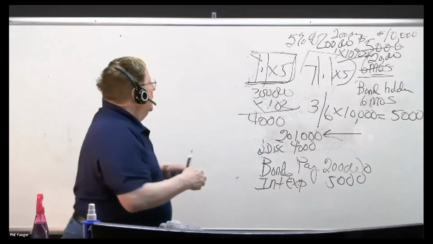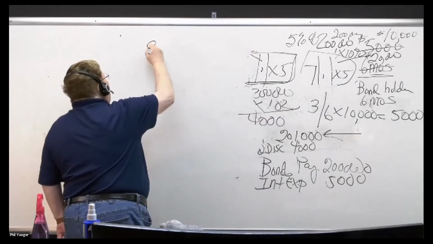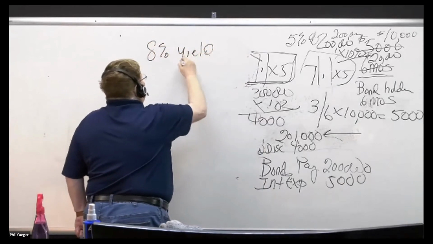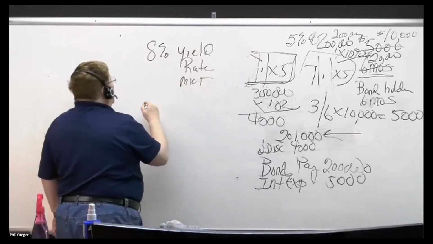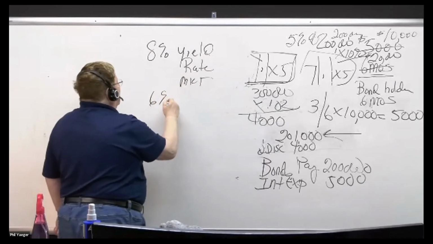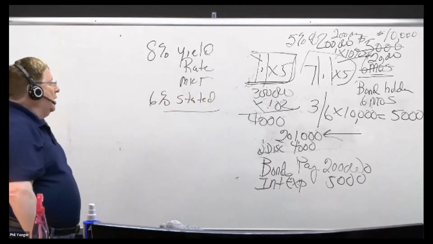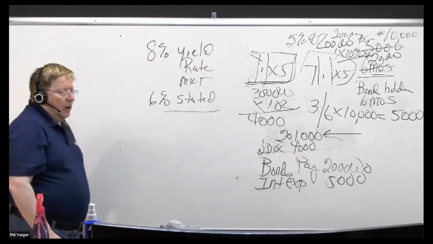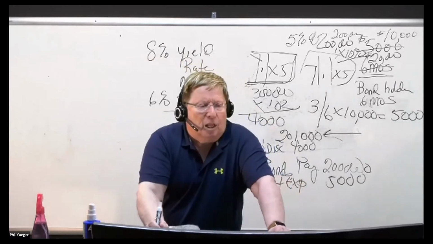So anyway, we said the yield rate was what? What was the number I gave you? 8%. 8% yield, also known as the market rate. And also we have the stated or coupon rate of 6%. Based on this, are the bonds going to be issued at a discount or premium by the corporation? Discount, correct.